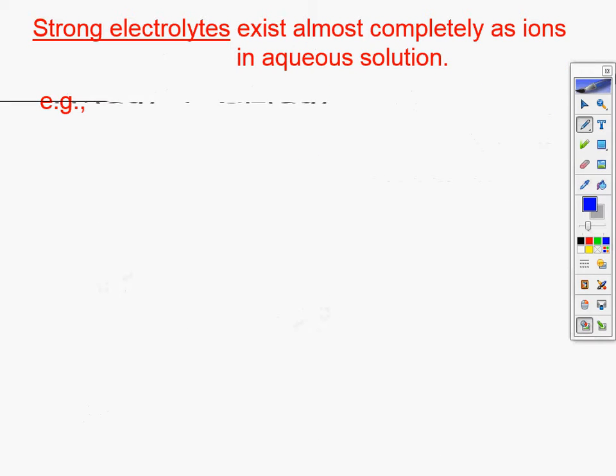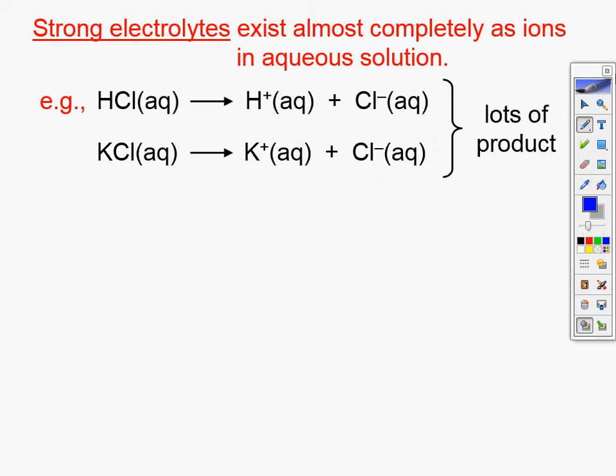Strong electrolytes are almost completely present as ions in aqueous solution. There's only going to be a one-sided arrow. We're starting to get you into equilibrium now. Now you're going to start seeing arrows go back both ways. Major emphasis of this course. We've only been dealing with one way so far, a one-sided arrow.